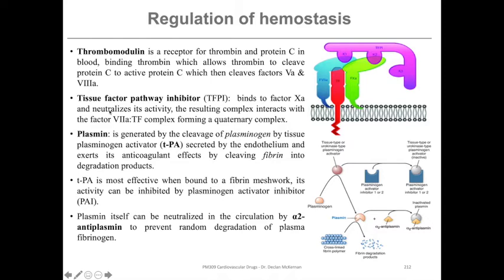TPA, or tissue plasminogen activator, is most effective when bound to fibrin meshwork. Its activity can be inhibited by the plasminogen activator inhibitor, or PAI. Plasmin itself can be neutralized in the circulation by alpha-2 antiplasmin to prevent the random degradation of plasma fibrinogen.